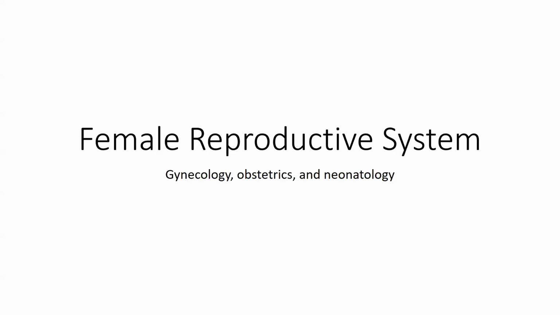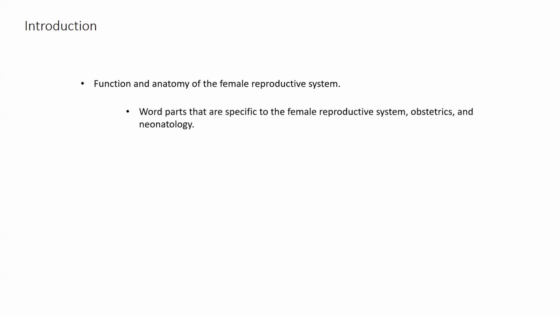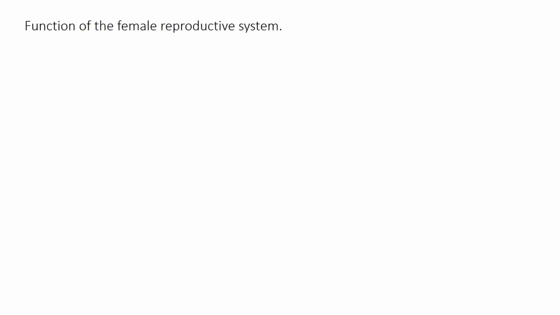All right, our last video, or our last chapter, the female reproductive system. This is kind of a big one. The female reproductive system is responsible for so much more than the male reproductive system. And this chapter is going to cover gynecology, obstetrics, and neonatology. So first I'm going to go over the function and anatomy of the female reproductive system. Then I'm going to go over the word parts specific to the female reproductive system, obstetrics, and neonatology.